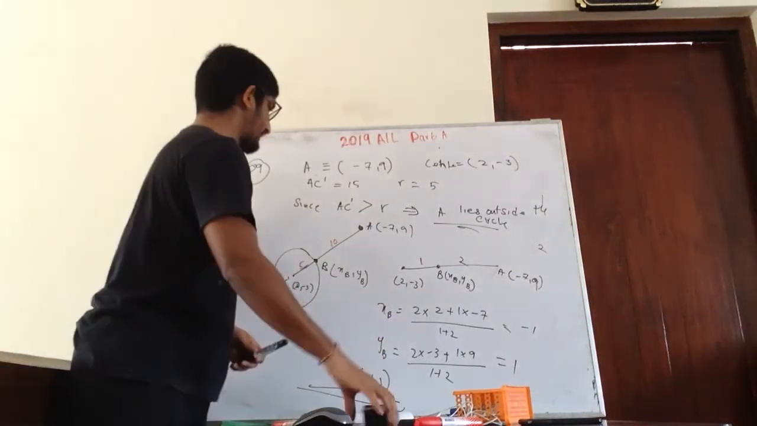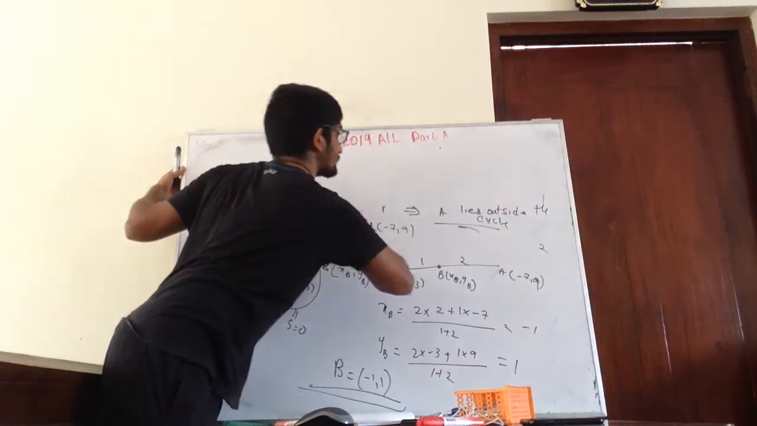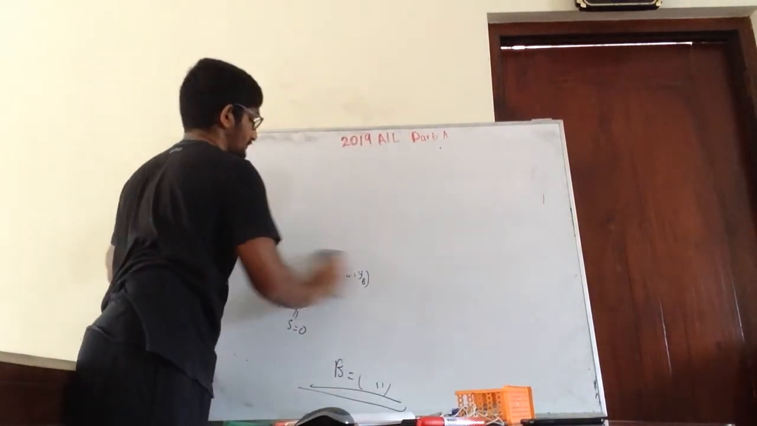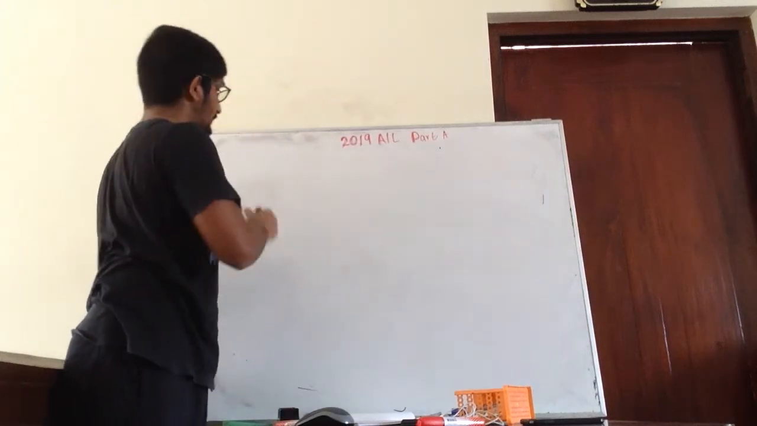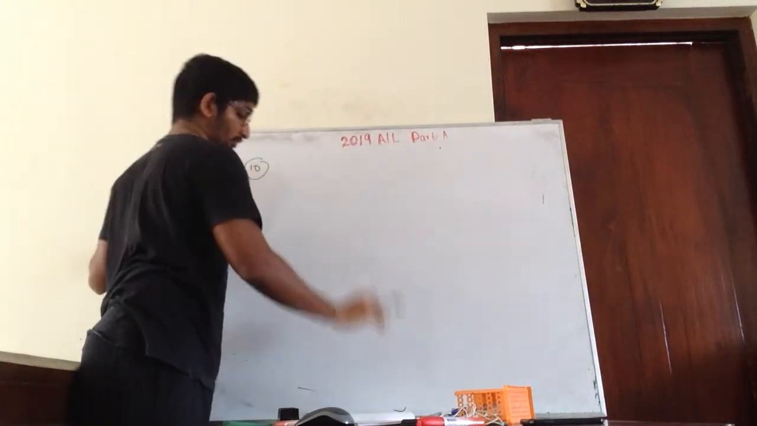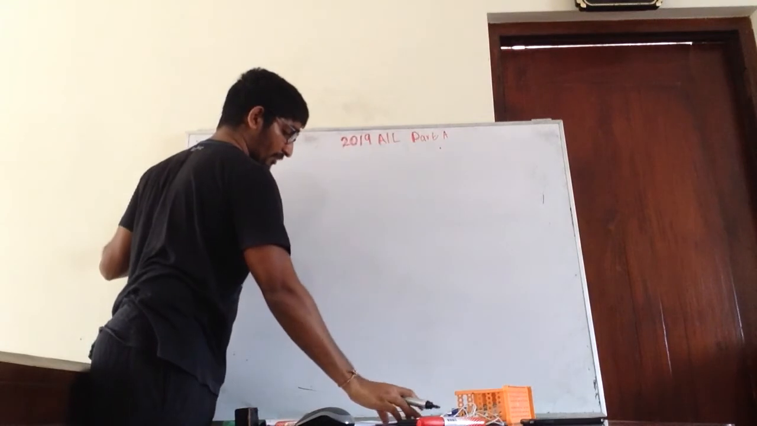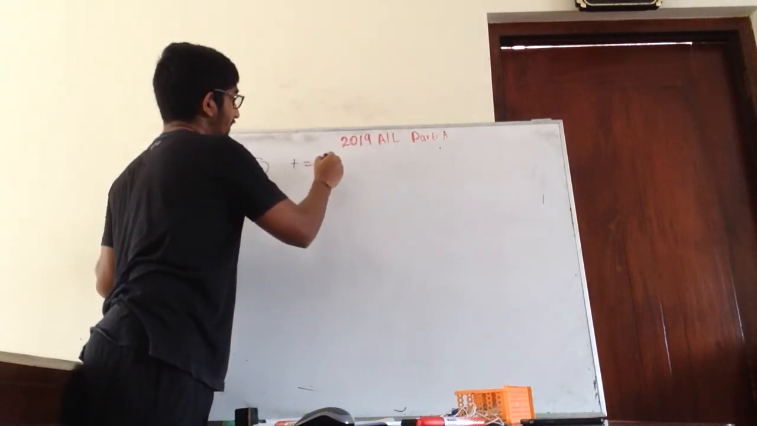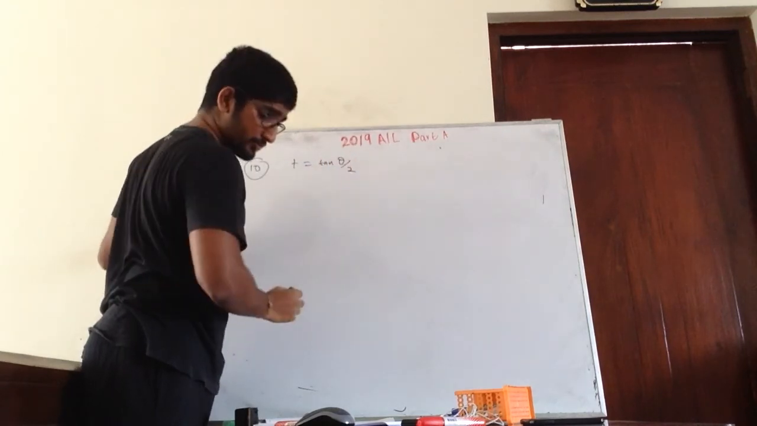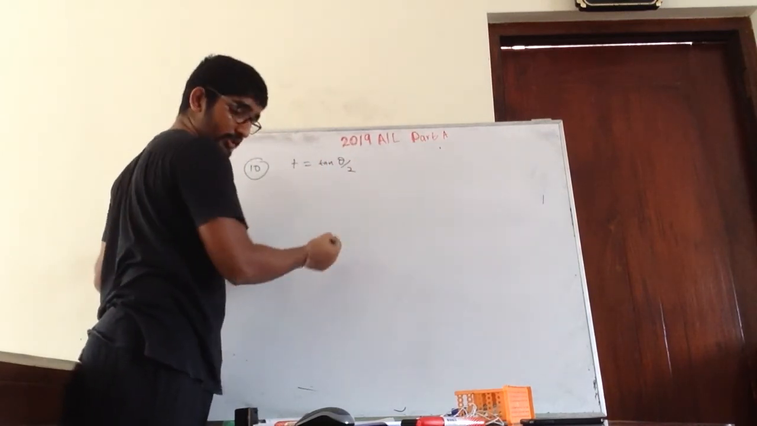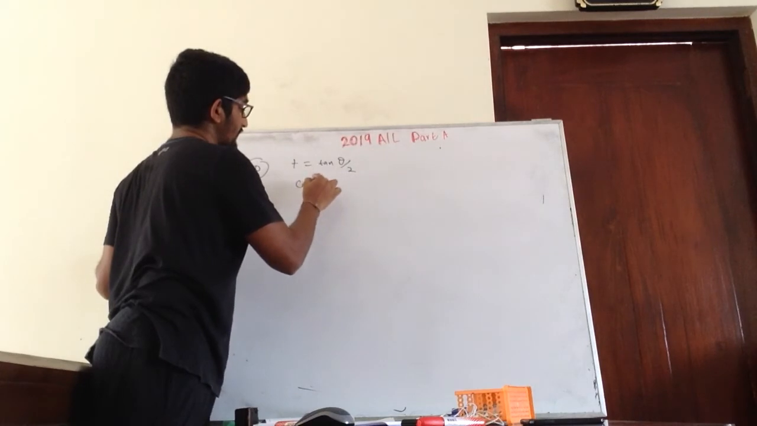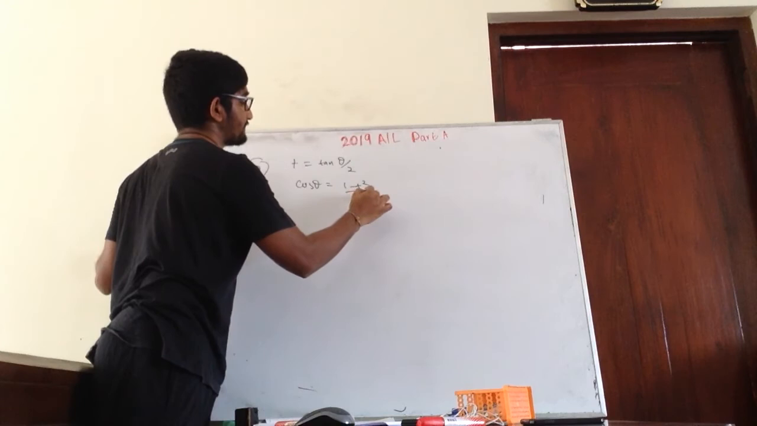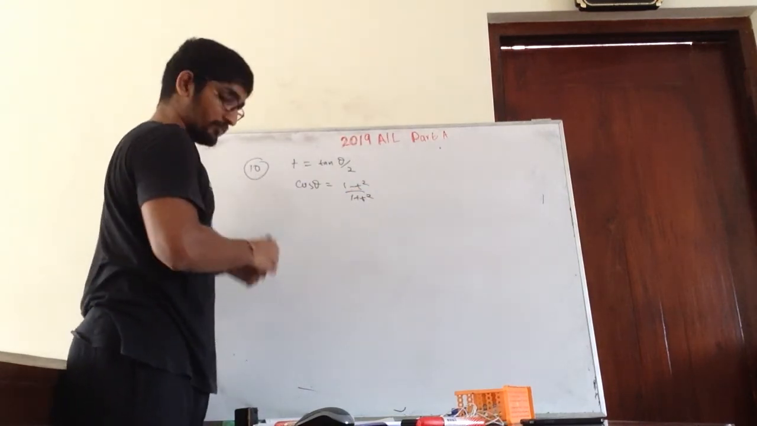Right, so question number 10. It says t equals tan theta over 2, and they are asking us to show that cos theta is 1 minus t squared over 1 plus t squared. So this is what we need to show.